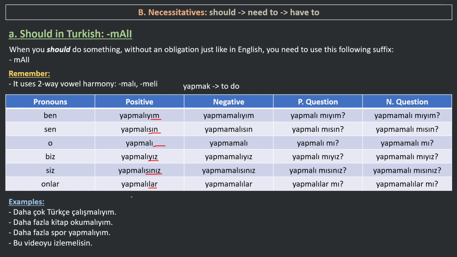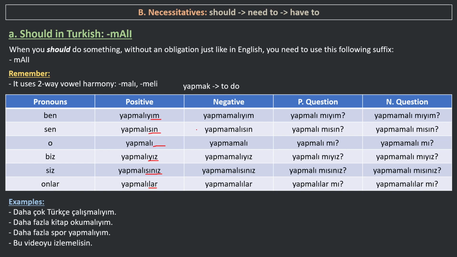These are the to be verb endings when you are describing something. I am a teacher, ben öğretmenim. Or when you need to say I am sick, ben hastayım. You use the same ending for ben. Ben yapmalıyım, I should do. Sen yapmalısın, you should do. O yapmalı, he should do.